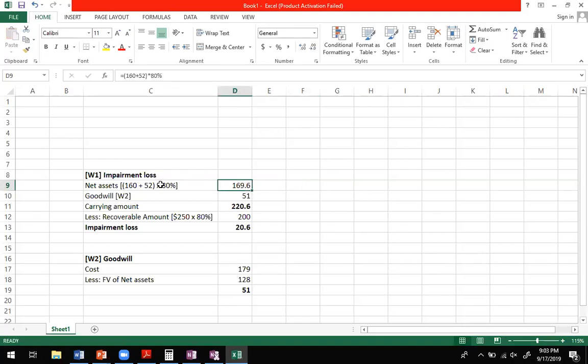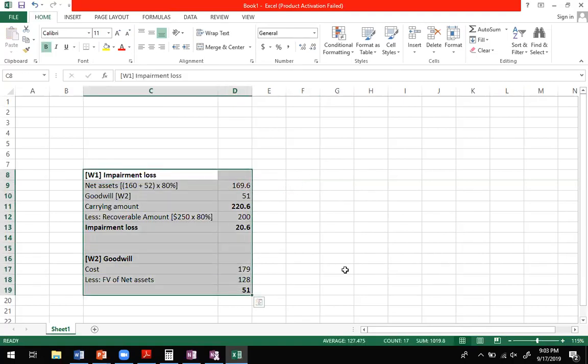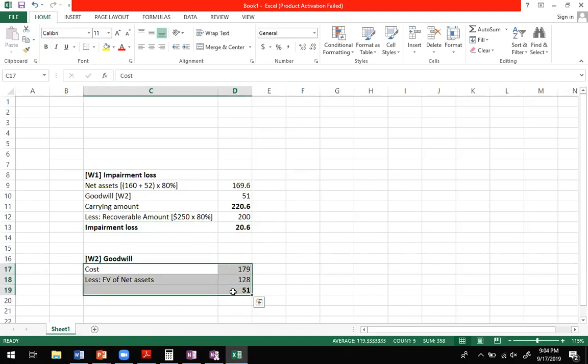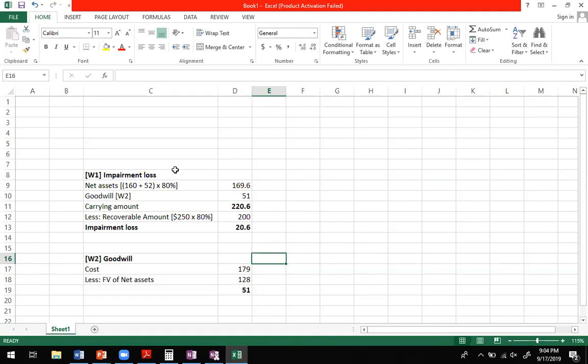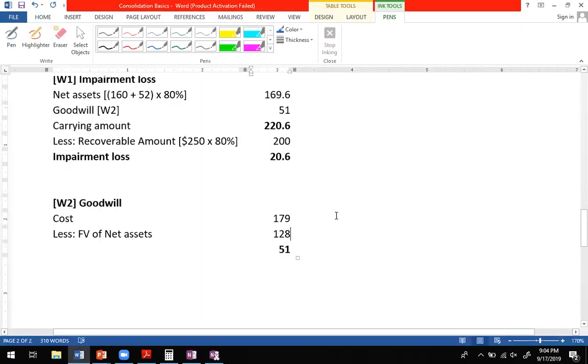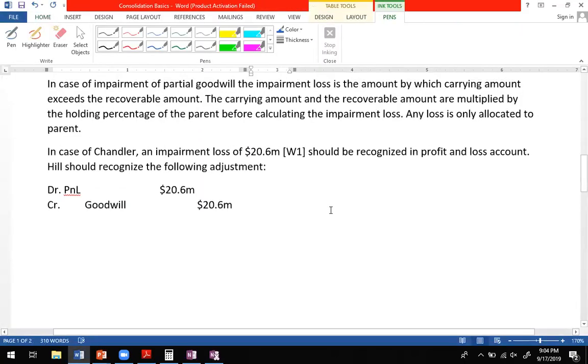So Carolyn, this is how basically we are solving the impairment loss. We wrote the net assets, the goodwill, sum, the recoverable amount, the impairment loss, and the calculation of goodwill. So the entire working needs to be shown in the exam clearly so that the examiner knows what value we are getting from where.